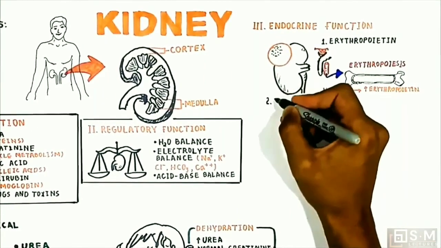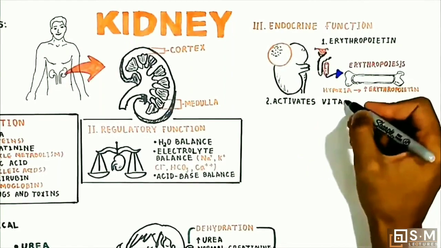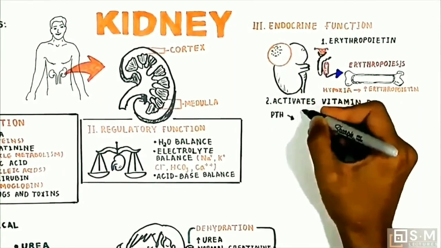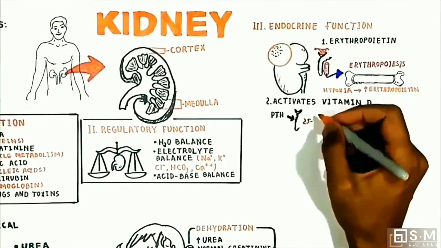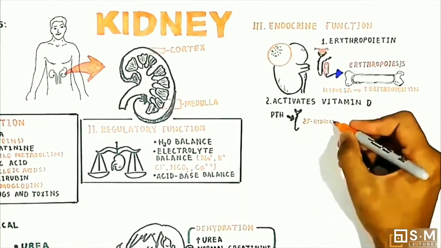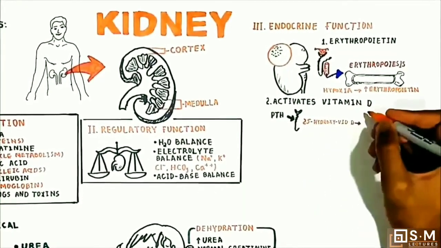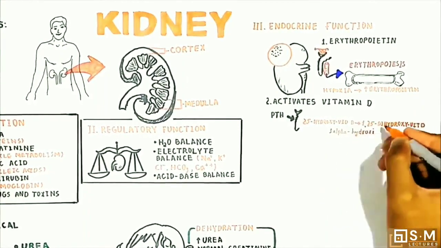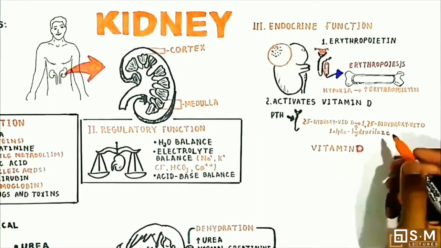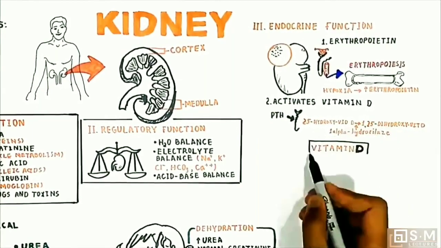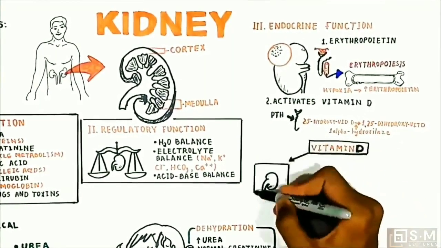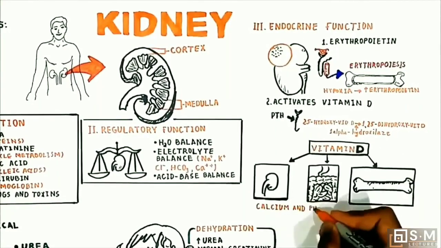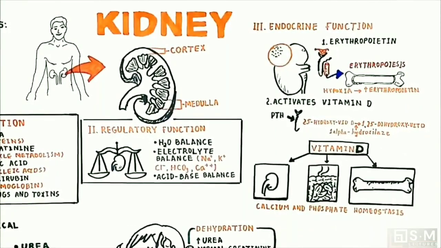The second endocrine function of the kidneys is activating vitamin D. First, the parathyroid hormone acts on the proximal convoluted tubule cells and then hydroxylates 25-hydroxy vitamin D to form the active form of vitamin D. Vitamin D can act on the kidney, intestine, and bones to regulate calcium homeostasis.